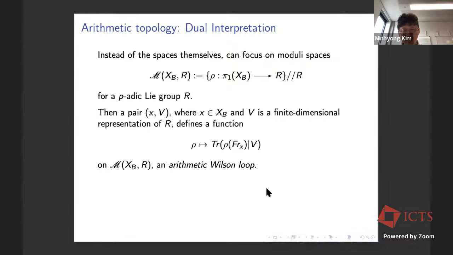But of course, this is entirely analogous to a Wilson loop, as discussed earlier, considered by physicists in gauge theory. So this is the dual interpretation: thinking about primes as functions on these moduli spaces is very analogous to thinking about knots as functions on moduli spaces. That's much better than the original analogy.